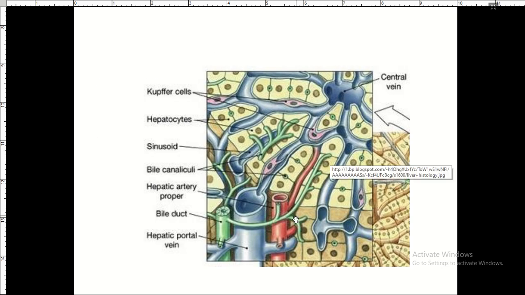So you can actually see this is your bile. Bile will move away from the central vein, so it will move in this direction. Blood will move in this direction. So they are opposite.